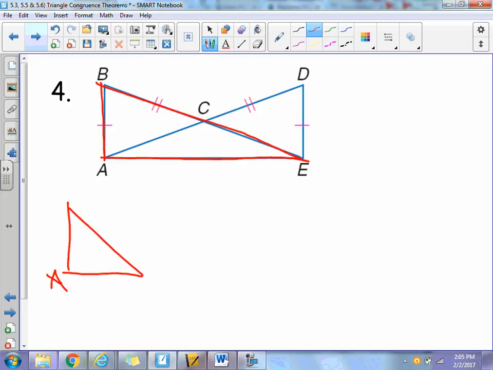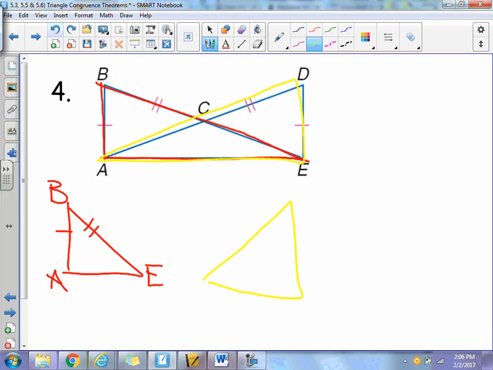This is an A. This is a B. This is an E. And there's a tick mark here and a tick mark here. I'm going to use a different color and draw the other big triangle in yellow. Do you have any right angles? No. Remember, HL only works with right triangles.